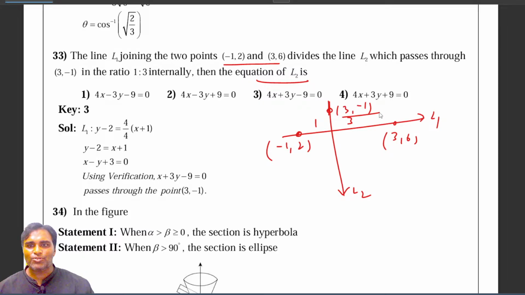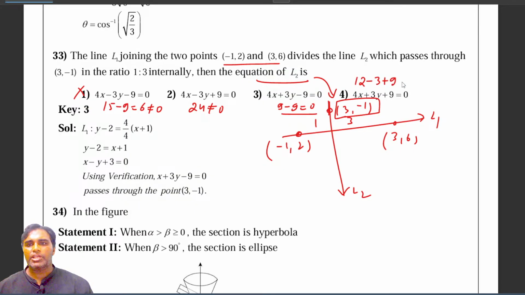Now this line is passing through 3 comma -1, which means L2 will satisfy this equation. Now let's put here: 4 3s are 12 plus 3 is 15, 15 minus 9 is 6. 6 is not equal to 0, so this option is wrong. Now let's put here: 12 plus 3 is 15, plus 9 is 24, not equal to 0, this is wrong. So 12 minus 3 is 9, 9 minus 9 is 0, and this will be my option. Let's check this also. 12 minus 3 plus 9, 9 plus 9 is 18, 18 is not equal to 0. So my answer is option B. Nothing we have to do, simply satisfy the options. Understand?